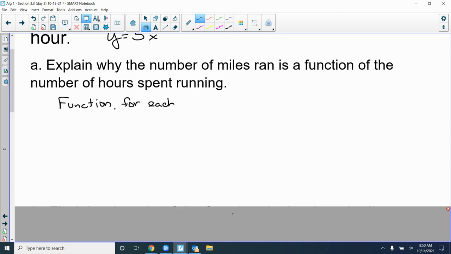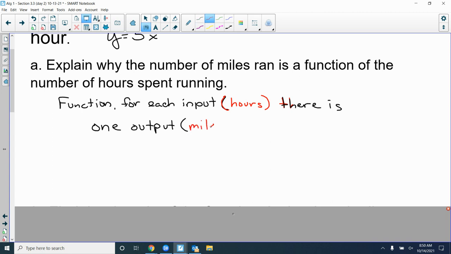So this is a function for each input. And now, is the input hours or miles? Okay, is it hours or miles? Ava? It's hours. For each input, and I'm just going to put in parentheses there, hours, there is one output, and that is miles run. That defines a function. For one input, there's one output.